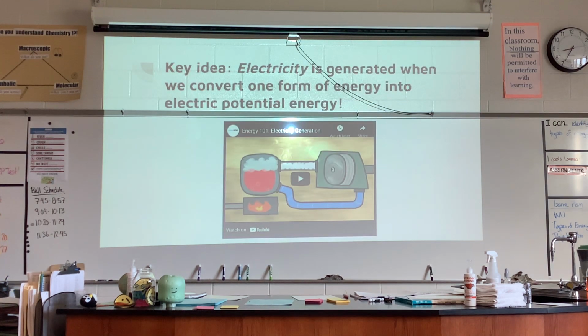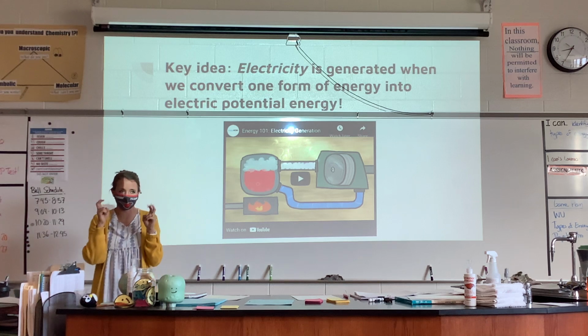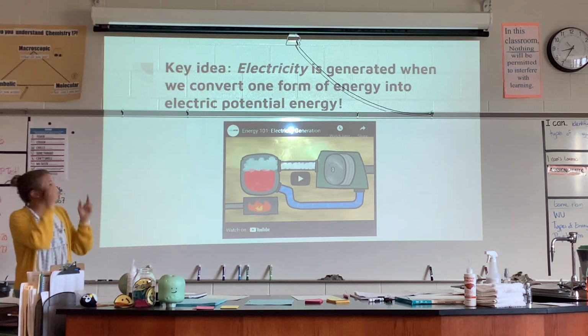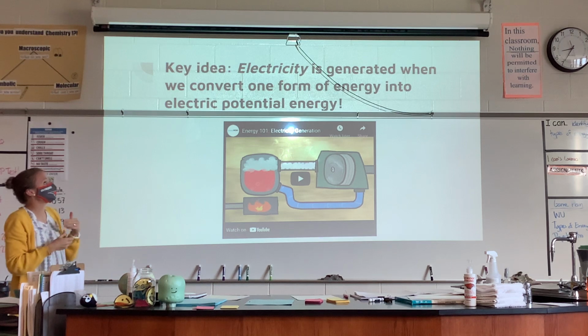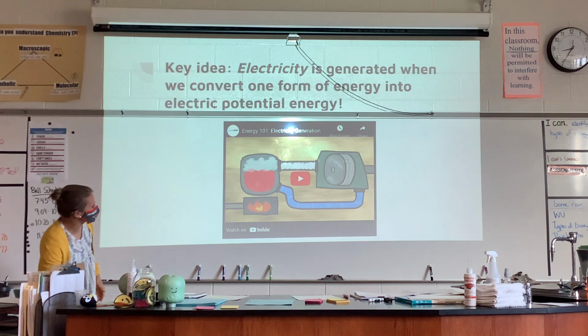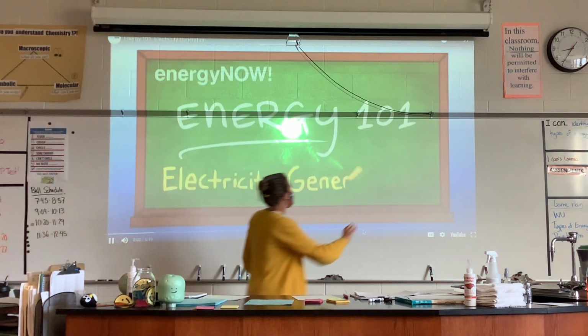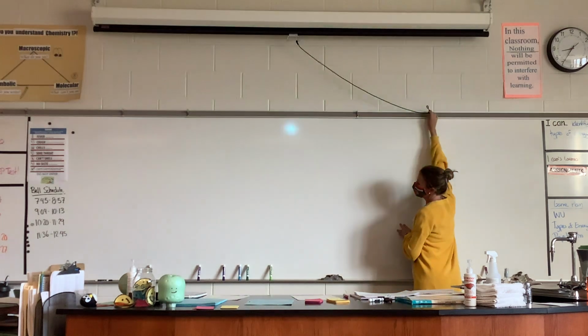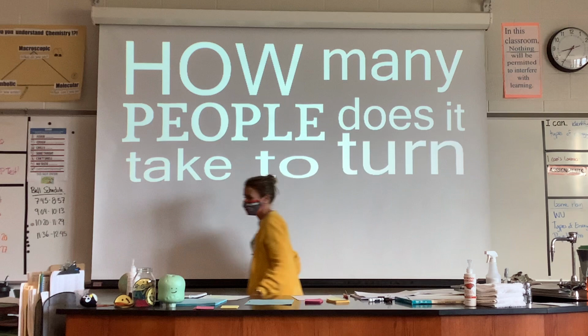Okay, now here's how it kind of all fits together. And this is the big takeaway when you design your prototype for your project: electricity is generated when we convert one form of energy into electric potential energy. So we're going to watch one more short video that goes over this idea of turning on a light bulb. Here's a question for you. How many people does it take to turn on a light bulb?